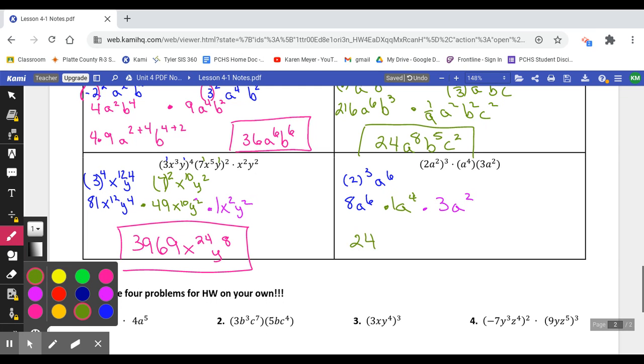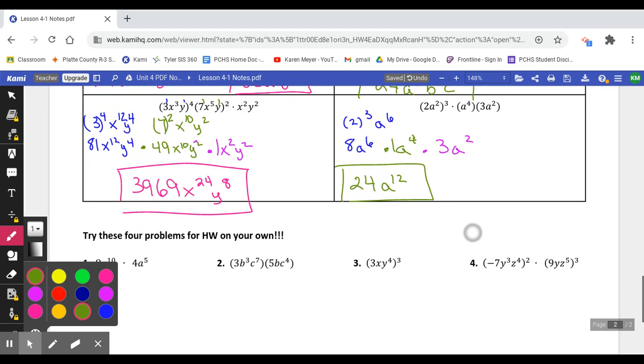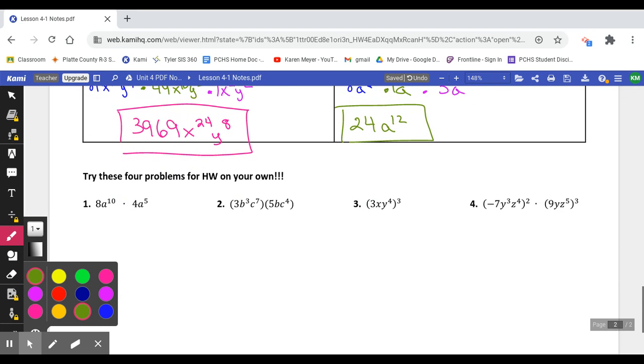So that will give me 24, and then add your exponents for a. So 24a to the 12th. All right, I got 4 problems here now that you've done the notes that I want you to go through and try by yourself. And then we will go over these 4 when I see you in class. Thanks.